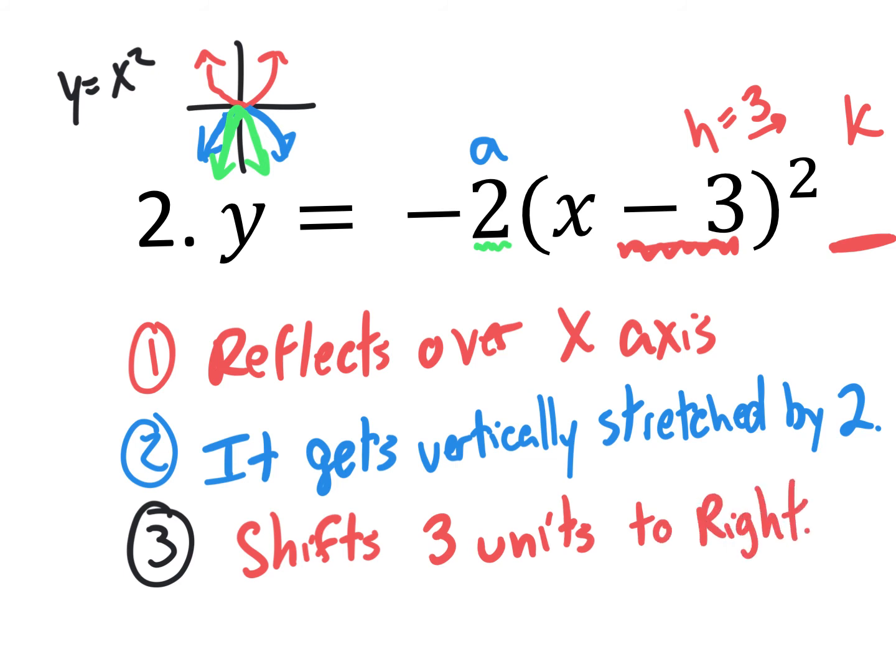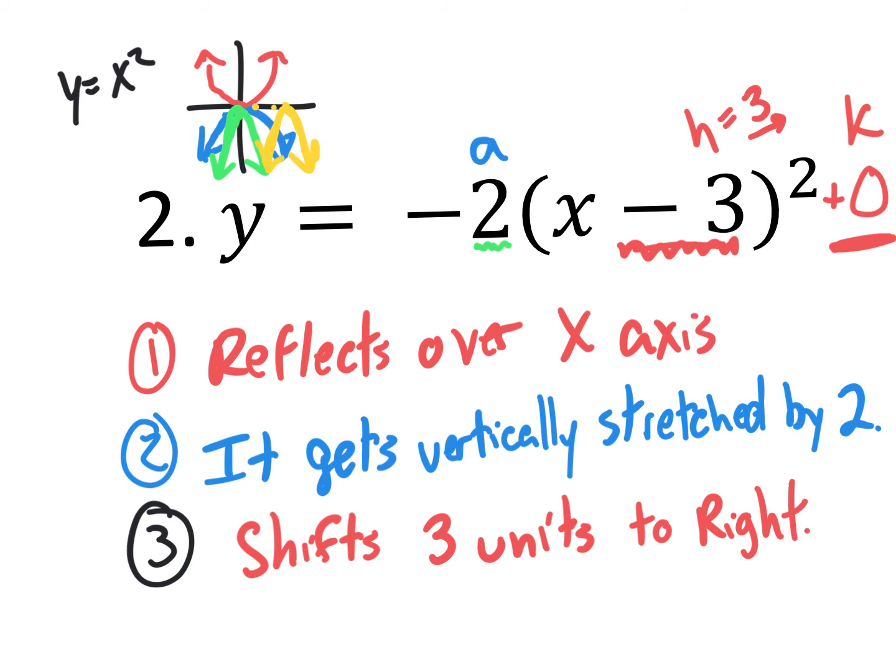And if you had a k value, like a plus 7, you would say, and it shifts 7 units up. Or if you had a minus 7, you would say, and it shifts 7 units down. But there is no k value. The k value is 0, so you don't have to mention it shifting up or down. So for my final transformation on this green graph, it's going to move 3 units to the right. So I would have to go 1, 2, 3 over here, and it would still be a pretty narrow parabola like the green one was.